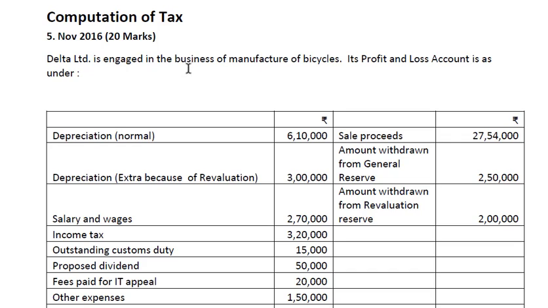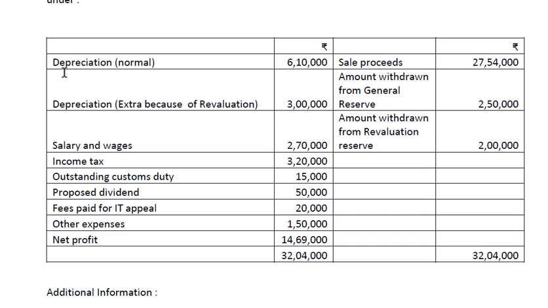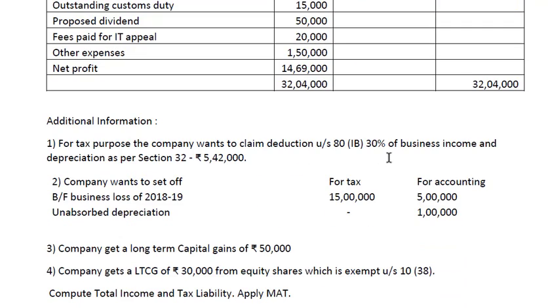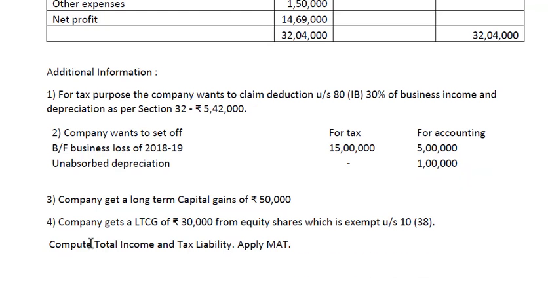Delta Limited is engaged in the business of manufacture of bicycles. Its profit and loss account is as under. So the profit and loss account is given. Net profit is to be considered. Add disallowed items or disallowed expenses. Then deduct incomes which are treated separately. Consider the additional information. And then we need to compute total income and tax liability.